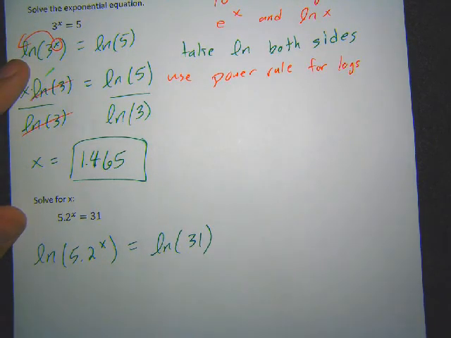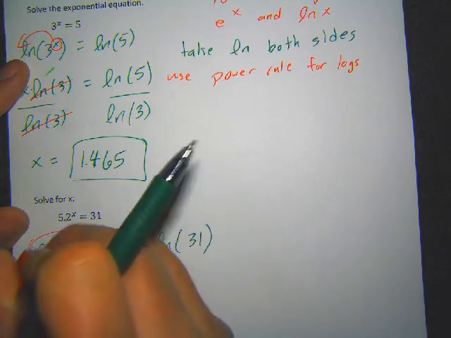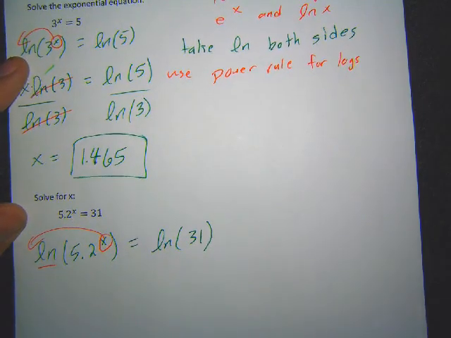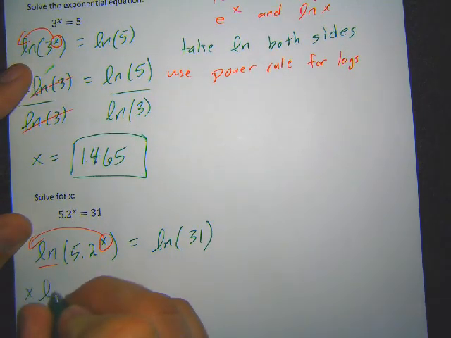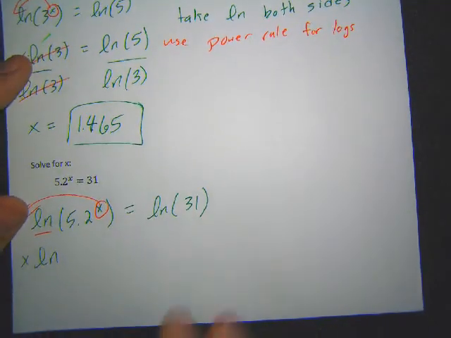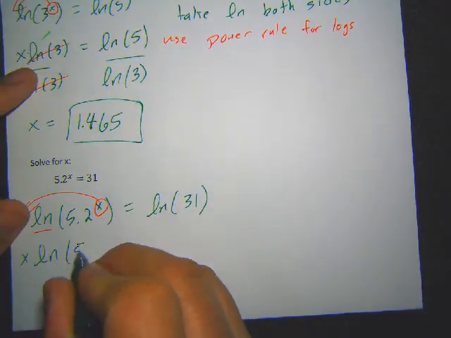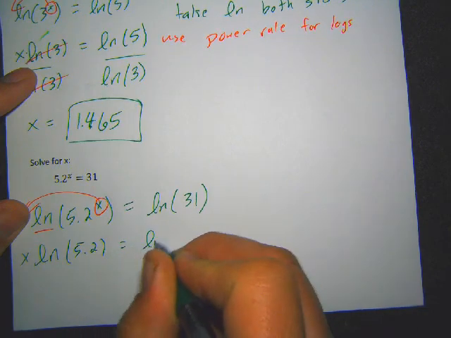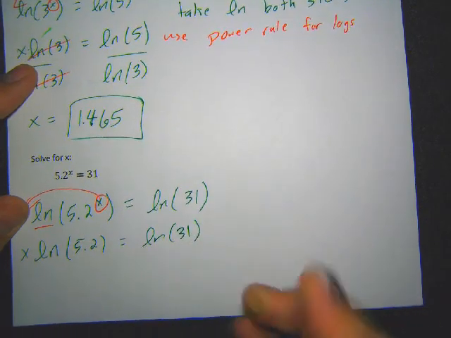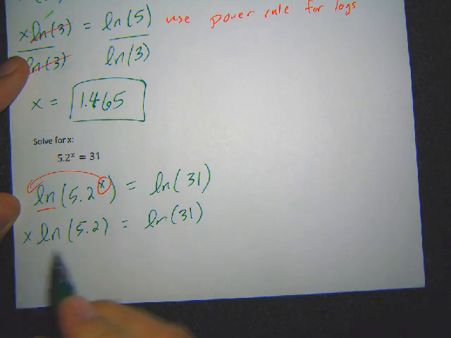Again, the power rule lets us take that power and pull it out. As soon as we have a natural log, that's what lets us do that. You can do it with any log, but we're just using natural log because it's a lot less to write. 5.2 to the x equals natural log of 31. So we got the x out of the power, so now I can get this x by itself.